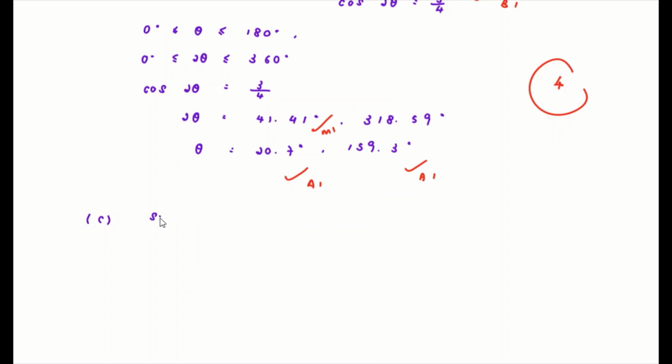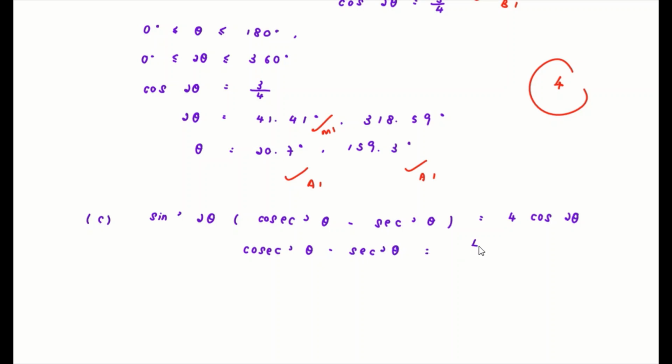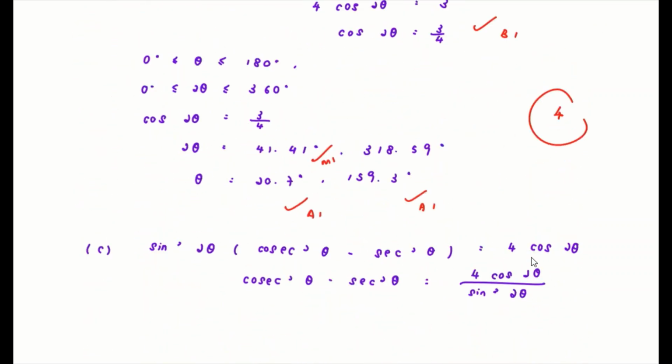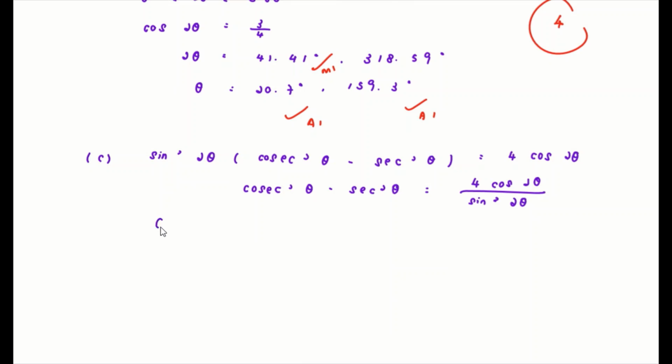Okay, so sine square, just copy first. Okay, so what we want is just what is in the bracket, right? So that's why cosec square theta minus secant square theta equals 4 cos 2 theta over sine square 2 theta. Okay, so the question wants us to find for 15. So in this case, our theta equals 15.